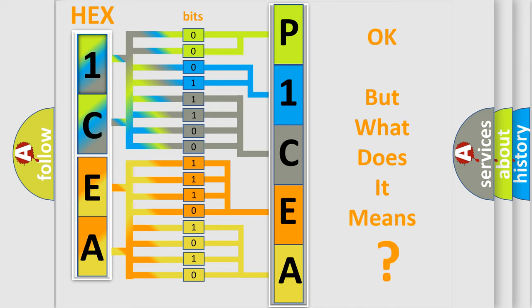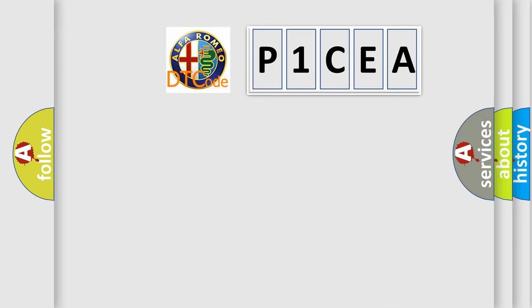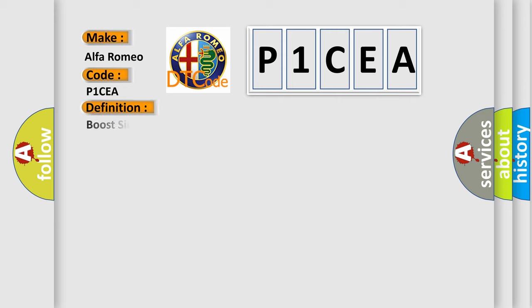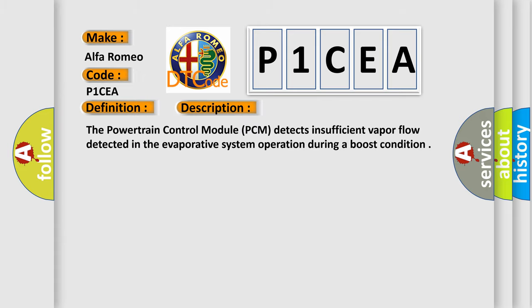The number itself does not make sense to us if we cannot assign information about it to what it actually expresses. So, what does the Diagnostic Trouble Code P1CEA interpret specifically for Alfa-Romeo car manufacturers? The basic definition is boost side Evap purge system performance. And now this is a short description of this DTC code. The powertrain control module PCM detects insufficient vapor flow detected in the evaporative system operation during a boost condition.